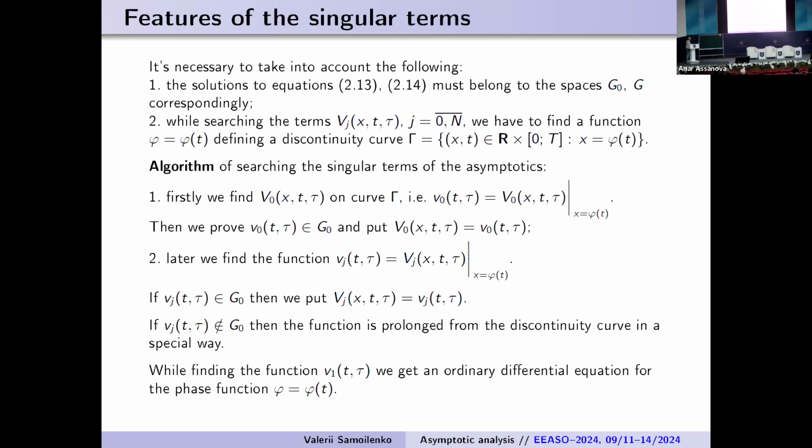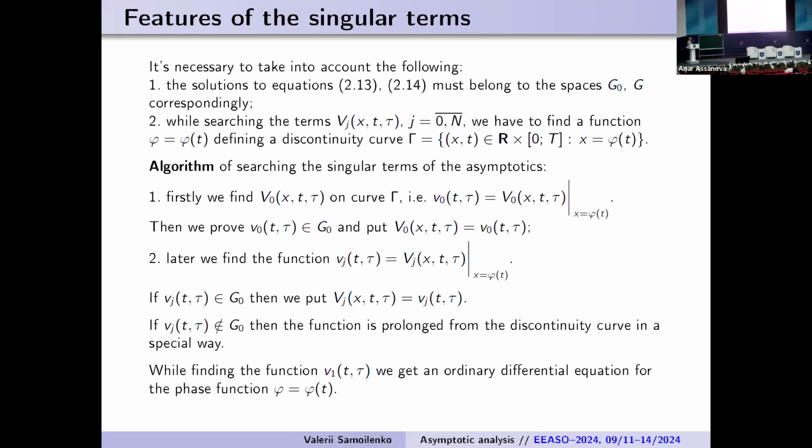Now some elements of technique for the determination of terms of the singular part of asymptotics. First of all, I would like to attract your attention to the following feature of this problem. The solution for the singular part of asymptotics has to belong to some spaces. These spaces were introduced before, at the beginning of this lecture. We also have an additional unknown function. It is the phase function, the function that determines the discontinuity curve.